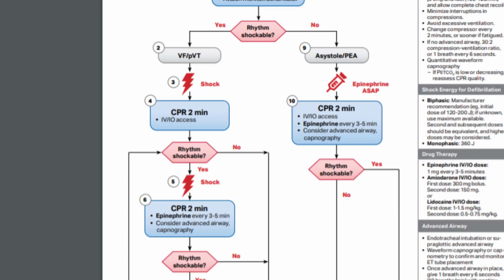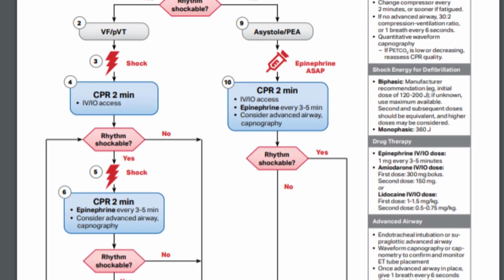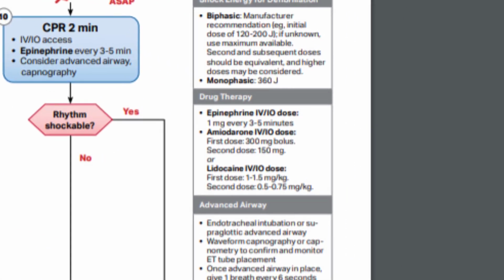Now remember, we don't have to push IO access down the list like we used to. If we look at that patient and don't see good vascular access, go straight in and give an IO. We can go humeral, we can go femoral. Once we get that IV access, if we get it while we're in that 2 minutes of CPR, go ahead and give an epi. If you look over here on the right side, under the drug therapy, you see the epi dose: 1 milligram every 3 to 5 minutes IV-IO push.